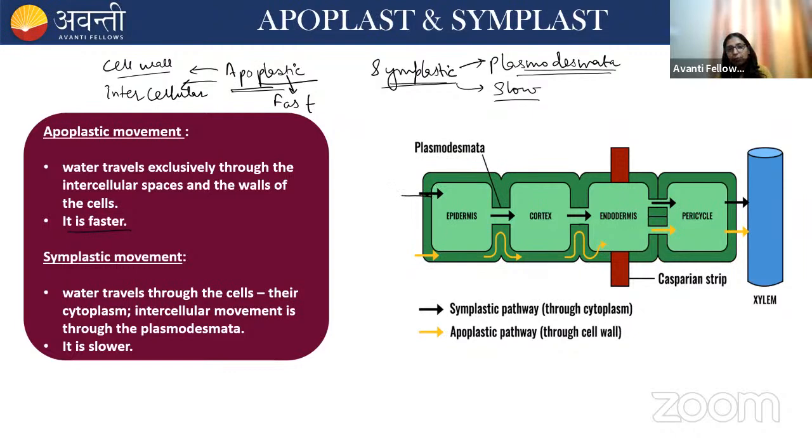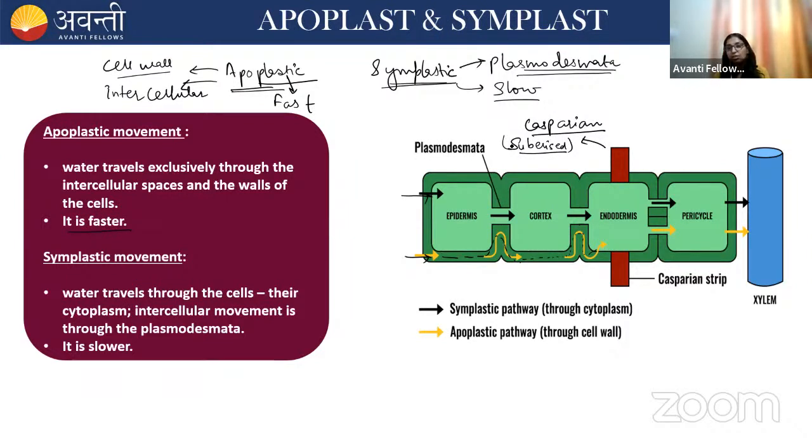You can see this apoplastic movement. The movement is taking place through the intercellular spaces. But when the water reaches the endodermis of the root, the movement becomes symplastic. Why? Because of the presence of Casparian strips. These Casparian strips are highly suberized, and because of the deposition of suberin, the water cannot move in.